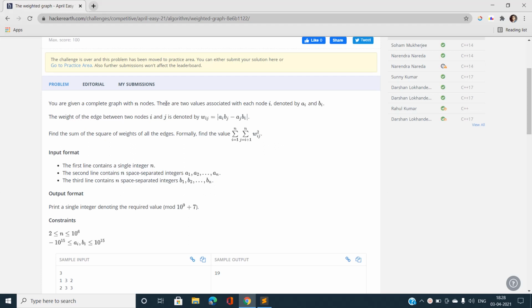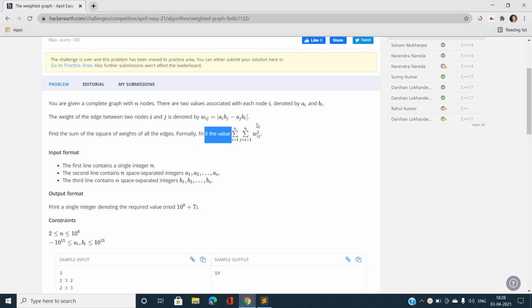There are two values associated with each node i, that is ai and bi, and the weight of the edge between the two nodes i and j, denoted by wij, is the modulus of ai bj minus aj bi. We need to find the sum of the squares of the weights of all the edges, that is formally this value.